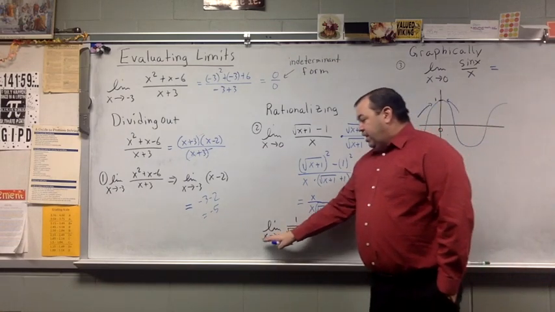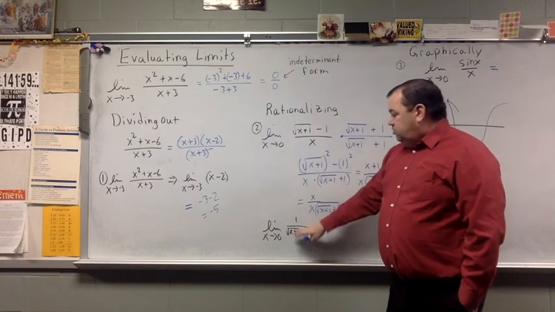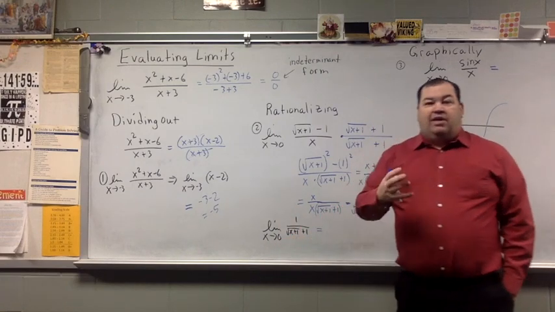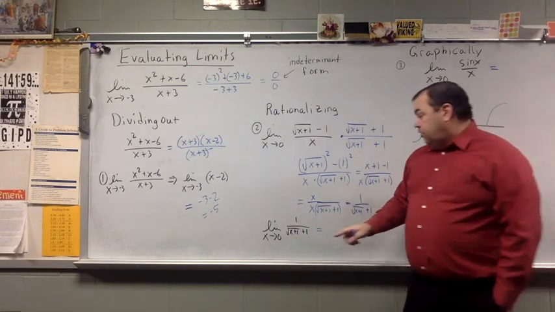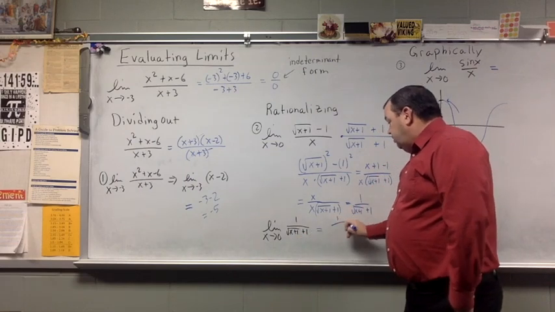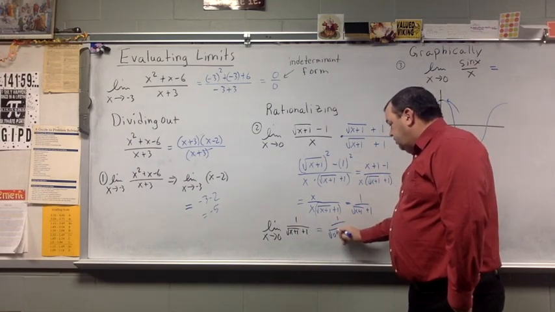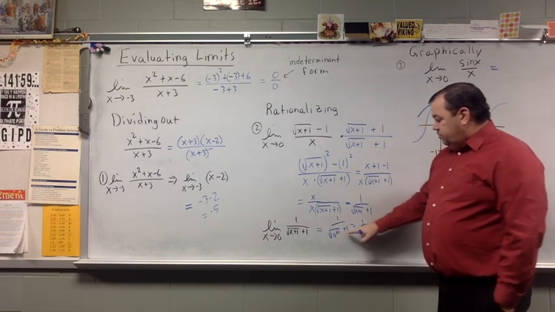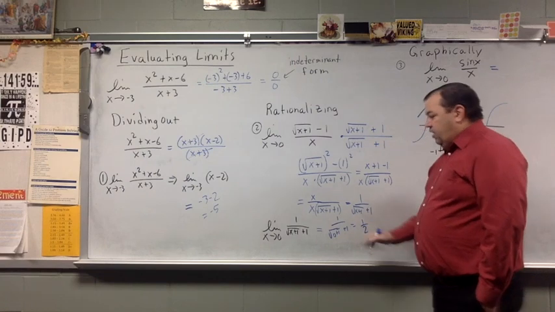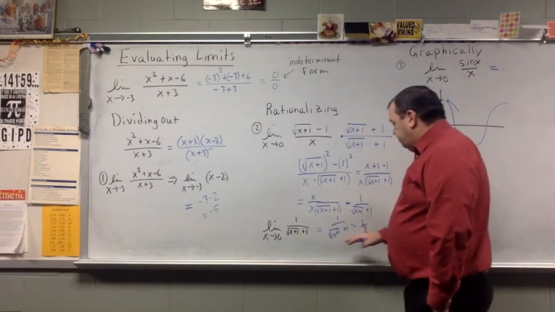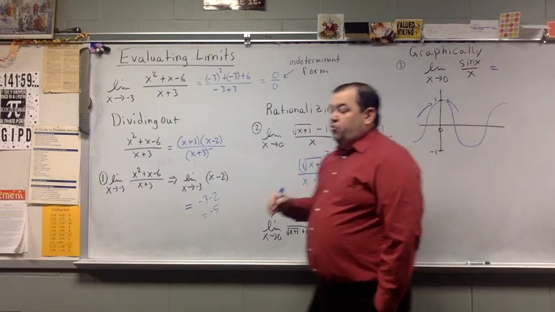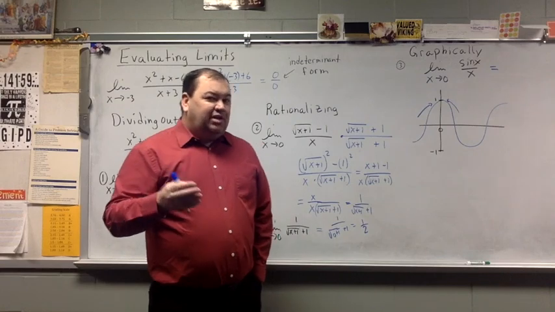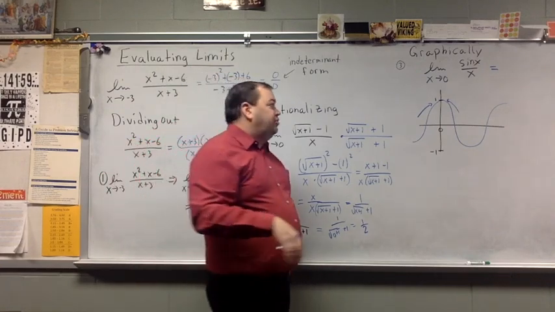Now when I go to do my limit, these two are essentially the same. When I plug that 0 in, I don't have that dividing by 0 issue anymore. So I plug a 0 in here, I get 1 over the square root of 0 plus 1 plus 1. Square root of 1 is 1, so 1 plus 1 is 2. I get 1/2. The limit of this function is 1/2, and I use rationalizing the numerator to help me with that.